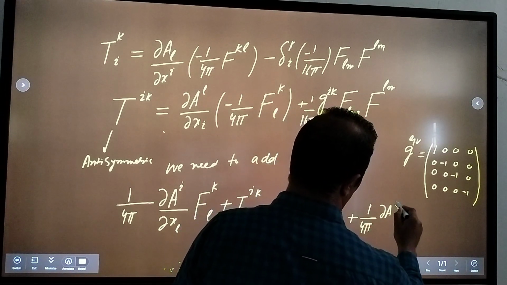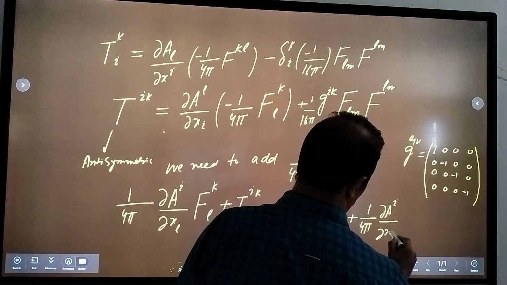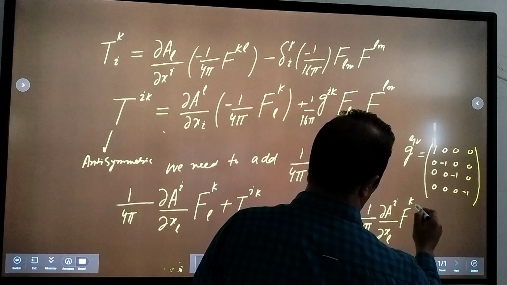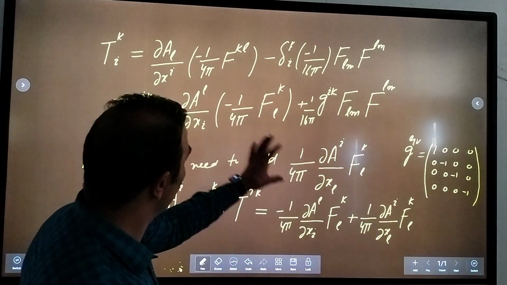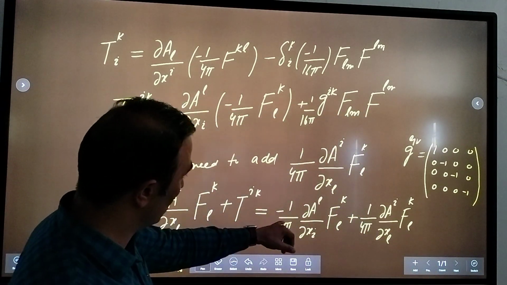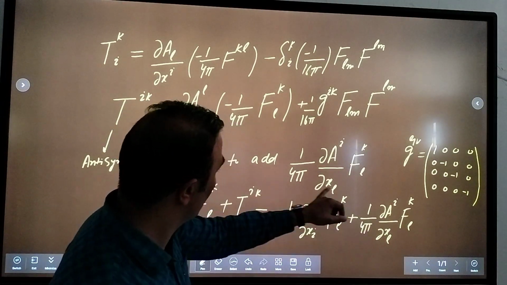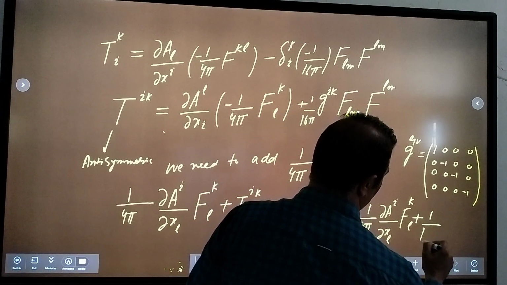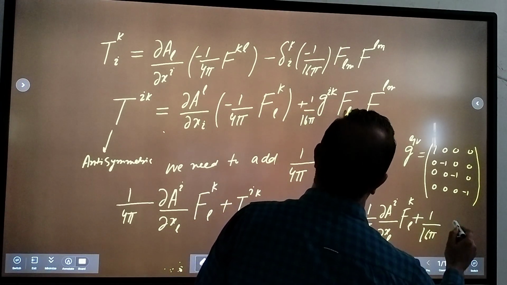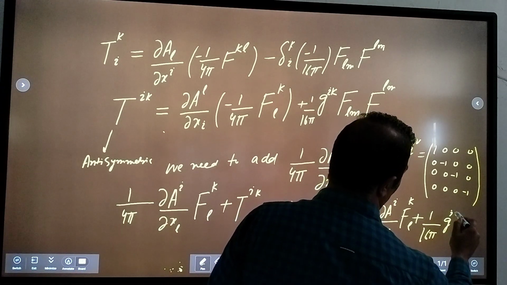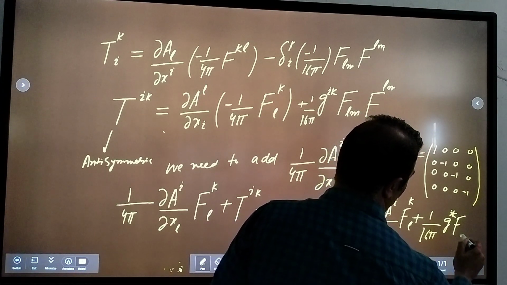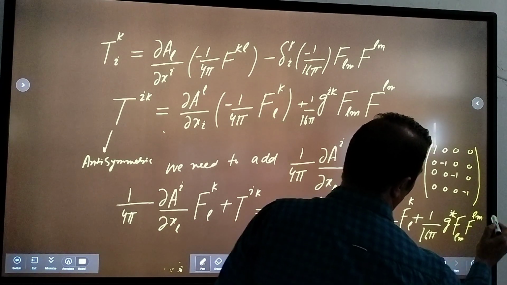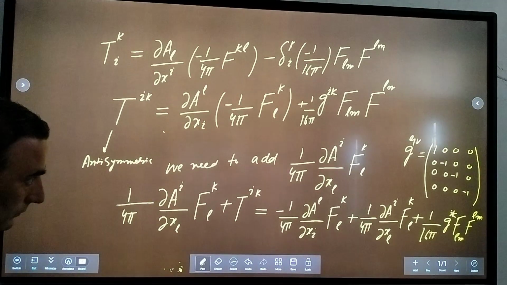plus 1 by 4 pi partial A i by partial x n. Okay. So we added this term. So the first term is this one, and the second is when we add this term to this equation, plus 1 by 16 pi G ik F lm. Okay, this is it. Right.